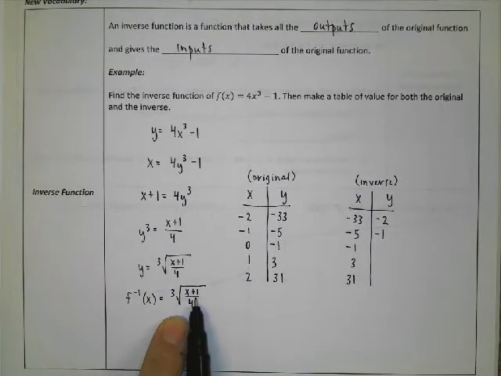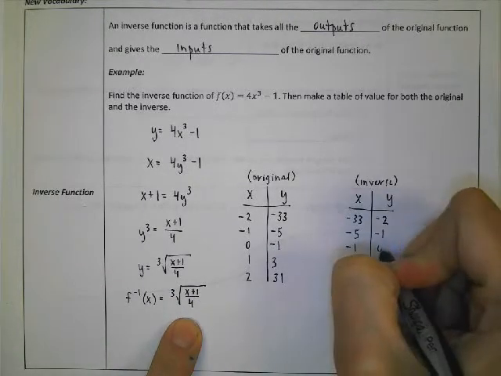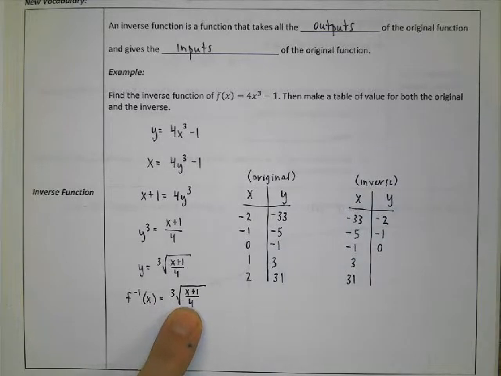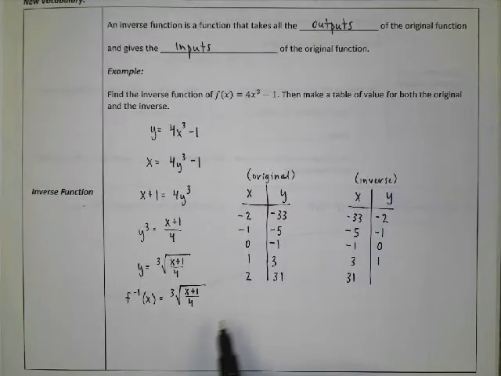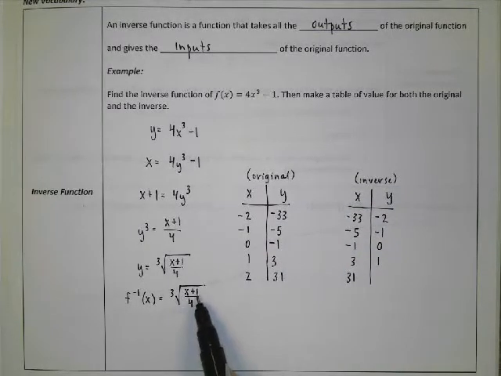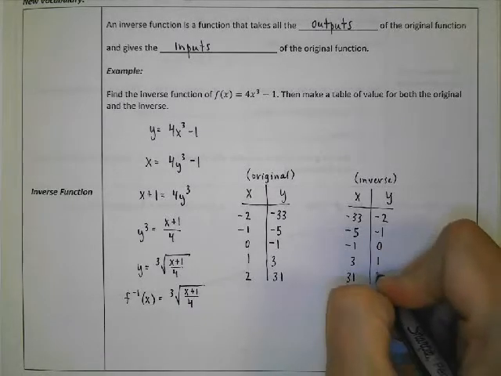-1 plus 1, that gives me 0. Cube root of 0 is just 0. 3 plus 1 is 4. Divided by 4 is 1. The cube root of 1 is 1. And then lastly, if I plug in 31 plus 1, that's a 32. Divided by 4 is 8. And the cube root of 8 is 2.